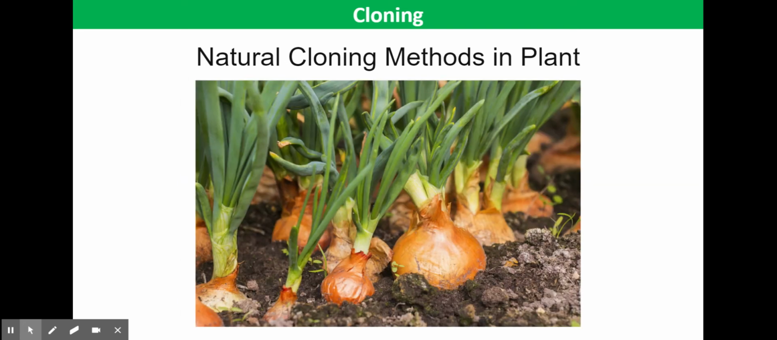Bulbs, for example, onions, are an overwintering mechanism for many perennial monocotyledon plants. Bulbs consist of an underground stem from which grows a series of fleshy leaf bases. There is also an apical bud, which will grow into a new plant in the spring. Often, a bulb contains more than one apical bud, and each will grow into a new plant.